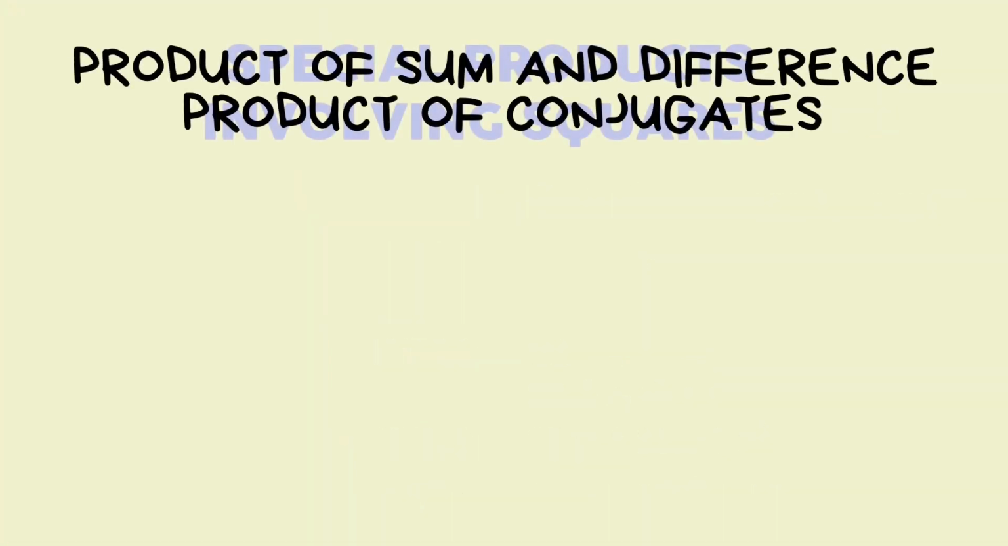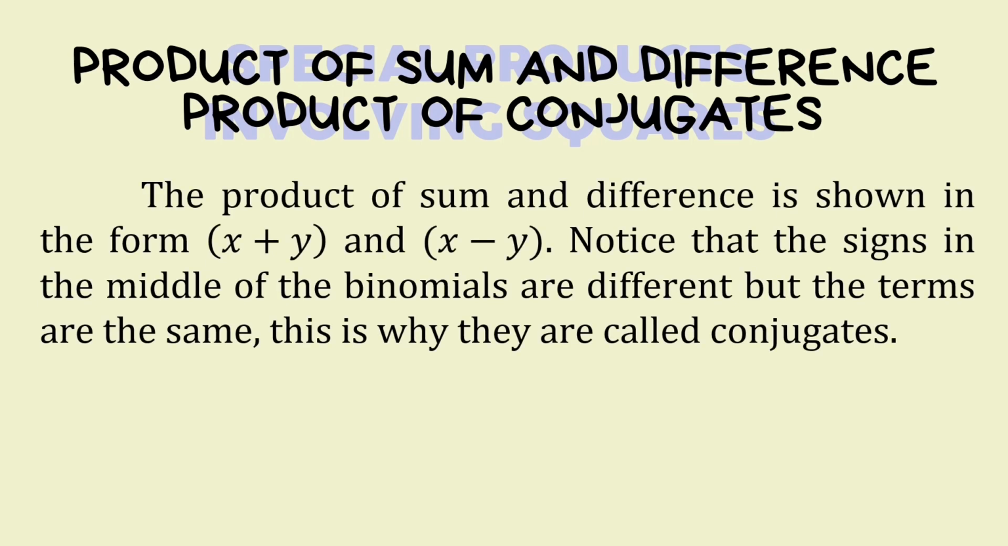This type has multiple names. The sum or difference of two squares, the product of conjugates, or the product of a sum and a difference. This is shown in the form quantity x plus y and quantity x minus y. Notice that the signs in the middle of the binomials are different, but the terms are the same. This is the main condition it must fulfill for it to be a special product.